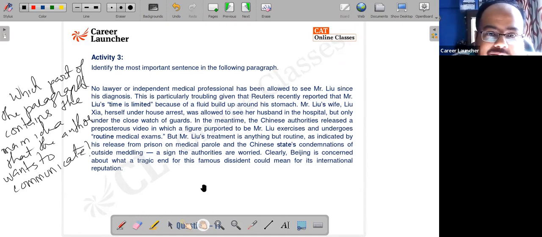Just type it in the chat box. The first part of the paragraph, the center part of the paragraph, or the last part of the paragraph. Where do you see the main idea that the author wants to convey?